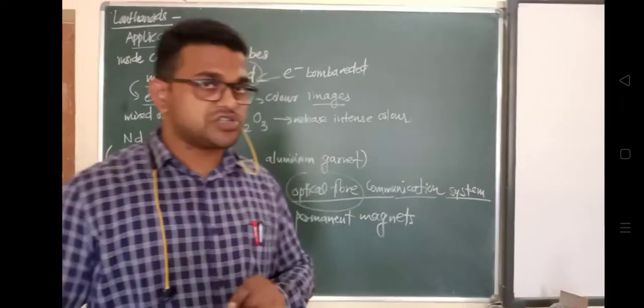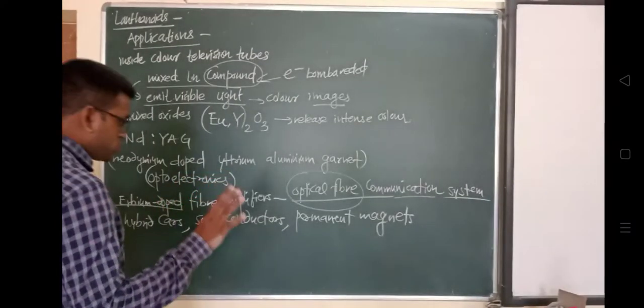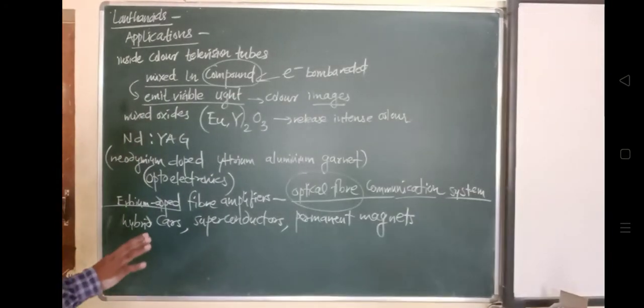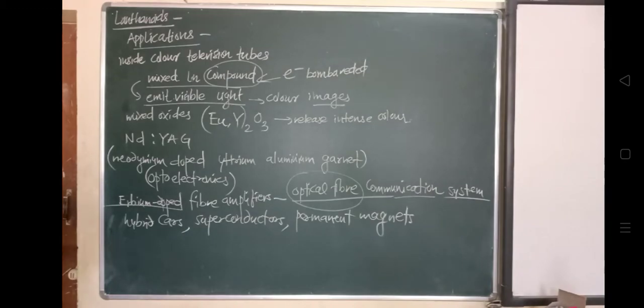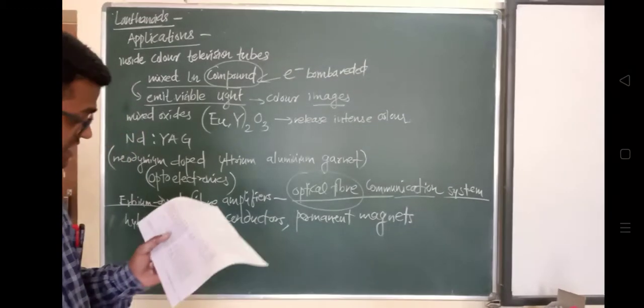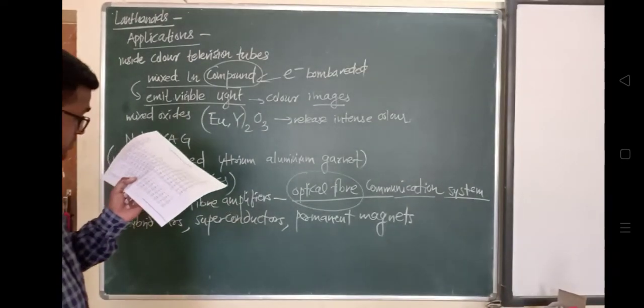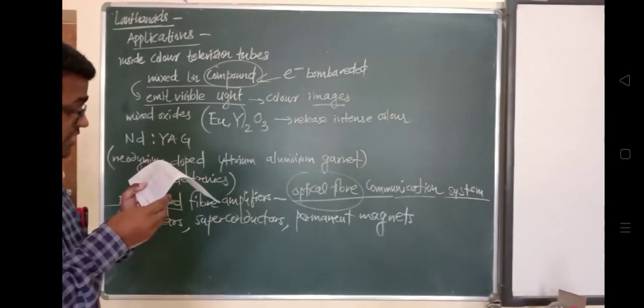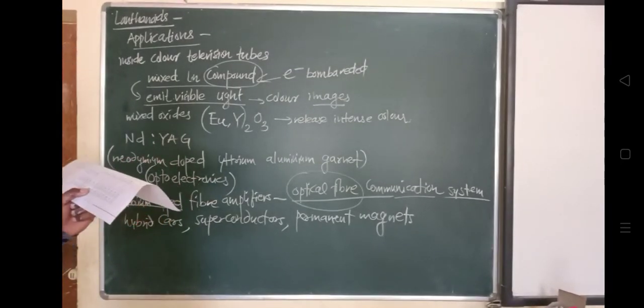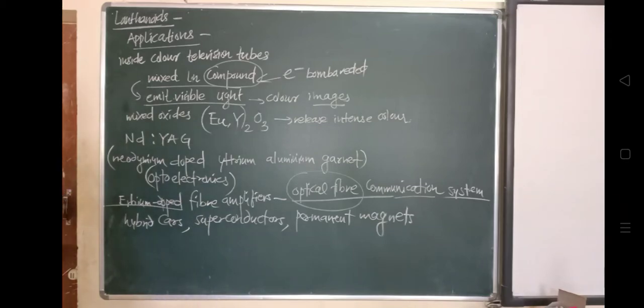Lanthanoid series that we have studied. In total it consists of 14 elements, with various applications and various properties. That is cerium, praseodymium, neodymium, promethium, samarium, europium, gadolinium, terbium, dysprosium, holmium, erbium, thulium, ytterbium, and the last is lutetium. So these are the elements of the lanthanoid series, and in this way we have studied the lanthanoid series.